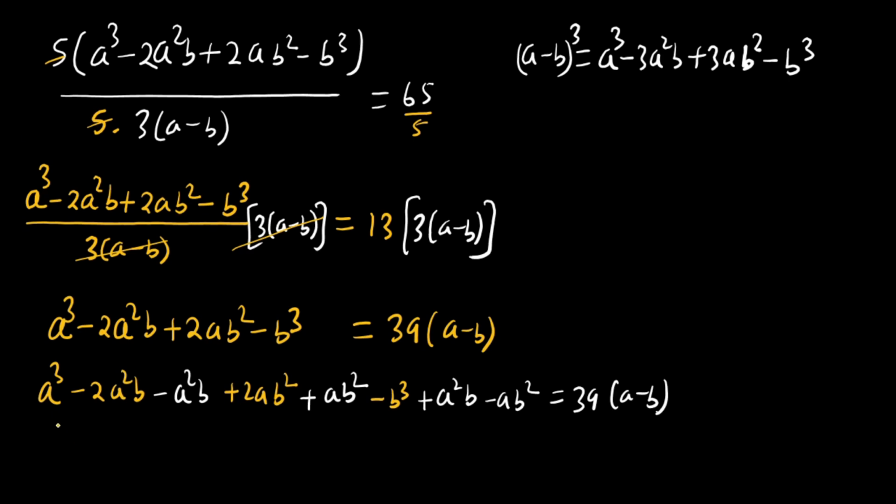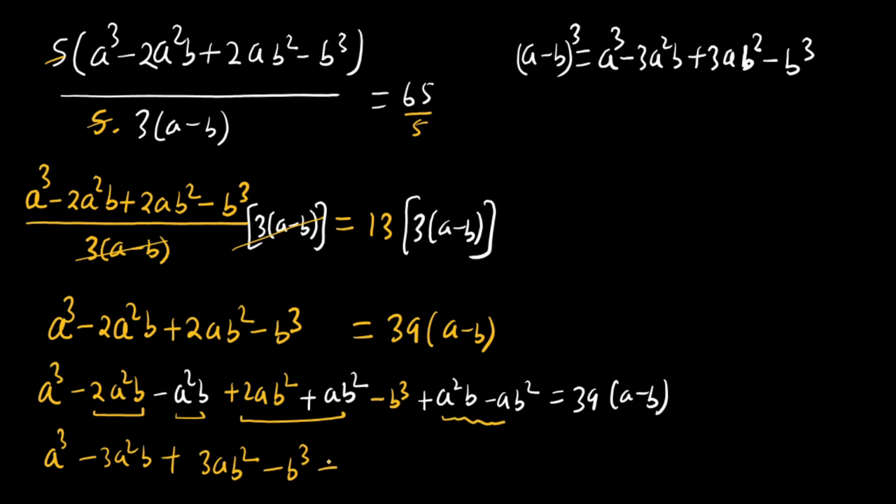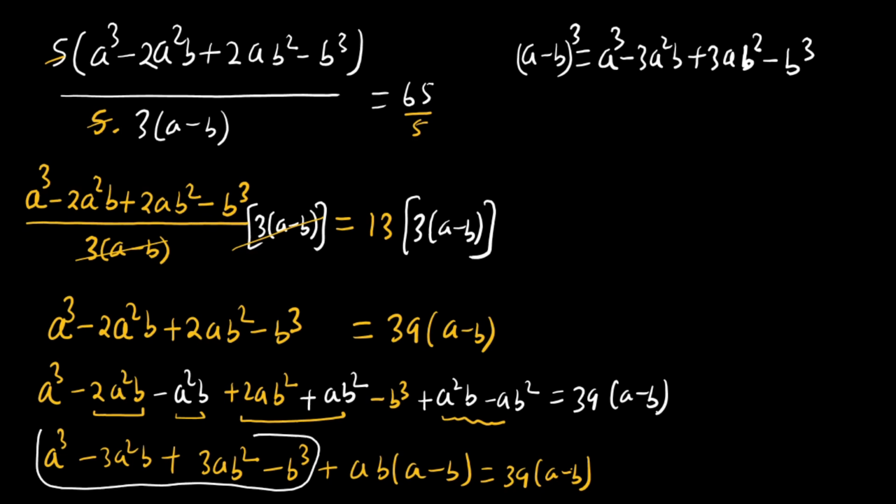Then a cube minus 2 times a square b minus a square b is minus 3 times a square b, plus 2 times a b square plus a b square is 3 times a b square, minus b power 3. And here look carefully, if we take common a times b, then here a minus b, this is equal to 39 times (a minus b). Then this expression is (a minus b) whole cube.